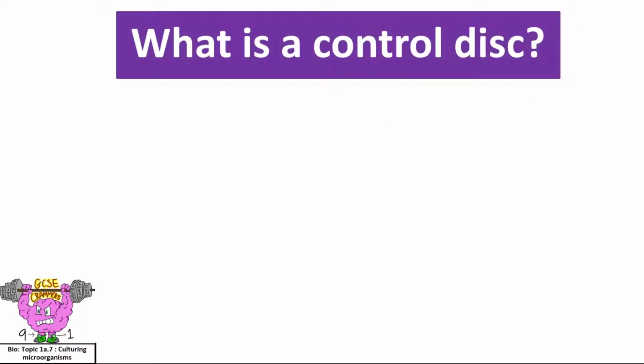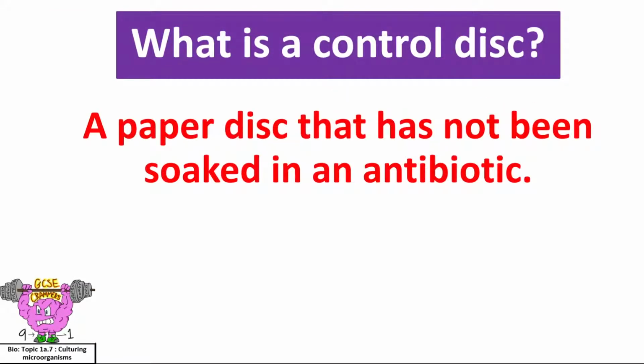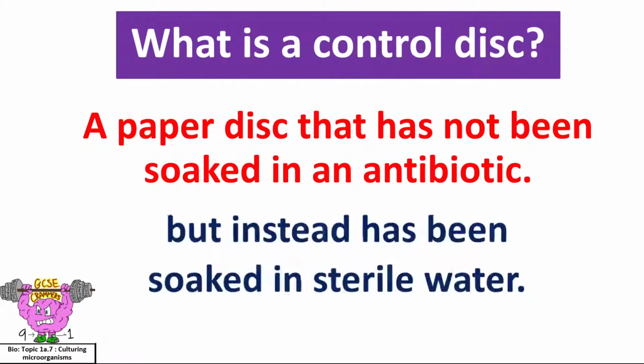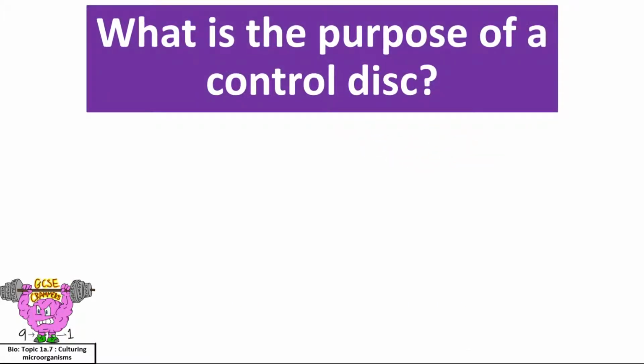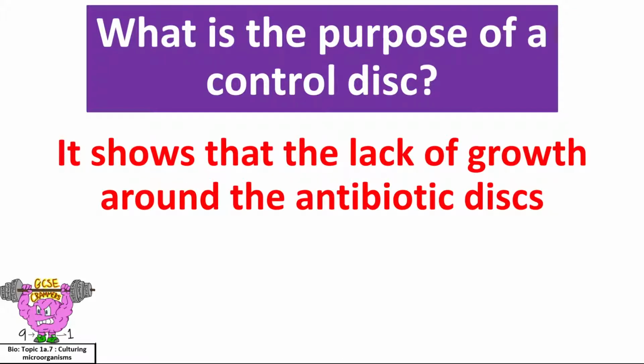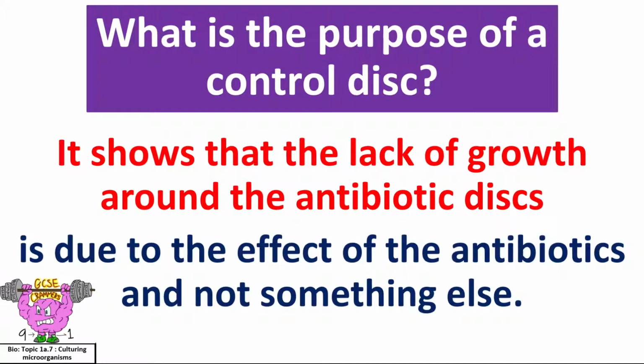What is a control disc? A paper disc that has not been soaked in antibiotic, but instead has been soaked in sterile water. What is the purpose of a control disc? It shows that the lack of growth around the antibiotic discs is due to the effect of the antibiotics and not something else.